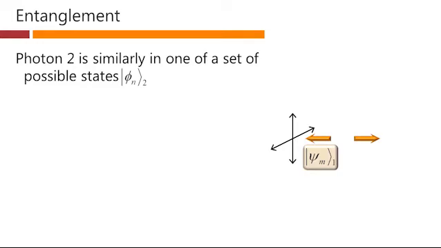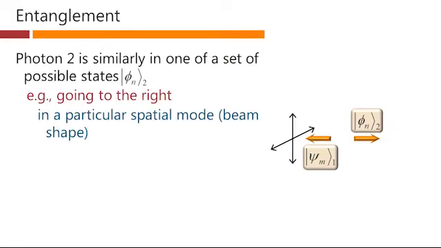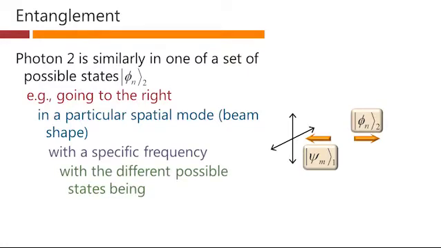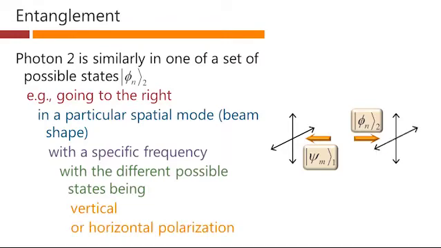Photon 2, similarly, is in one of a set of possible states, and we call those phi n for the possibilities here, and the 2 for the second photon. So here's the second photon state. And we presume, for example, it's going to the right in a particular spatial mode or beam shape with a specific frequency and with the different possible states being vertical or horizontal polarization.